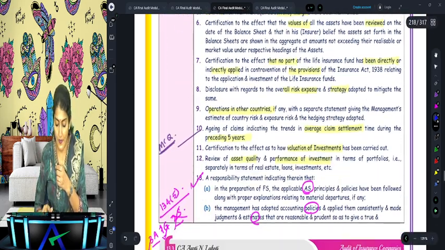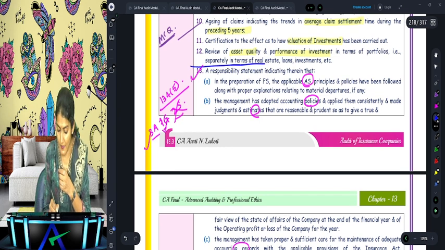Okay, right, so these are the contents of the management report. Is this a retail question for us? The director's responsibility statement.